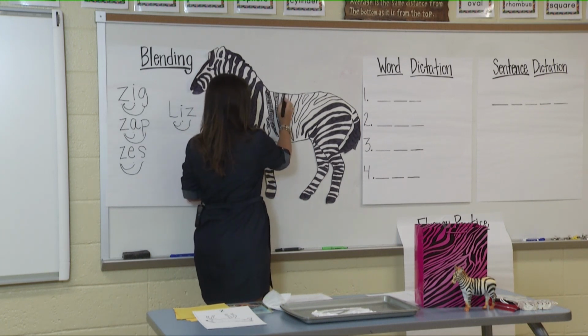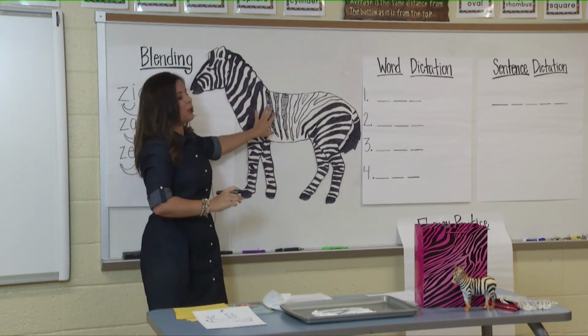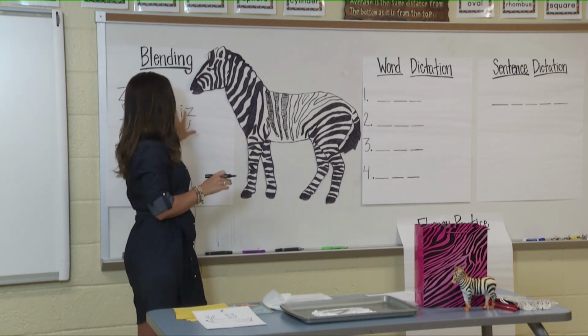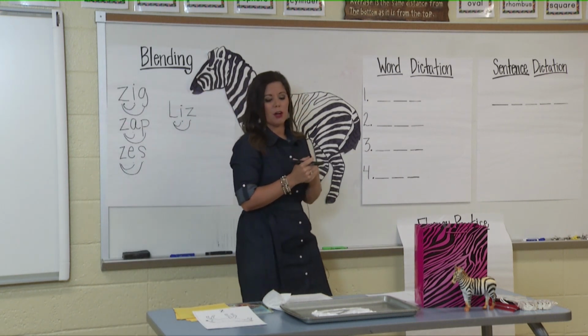I have 2 stripes that I've shaded. And now I have 3. Okay, so I will go back and we have 3 stripes that we have shaded on our zebra. Now, the next thing we're going to do is we're moving from blending. Now we're going to go to word dictation. So we are spelling some of our words.